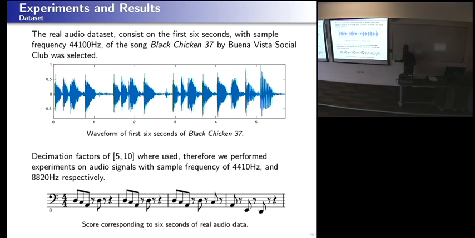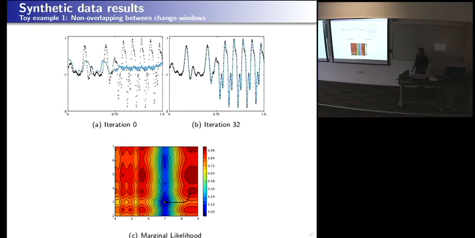And we use decimation to reduce the sample frequency also. So here is the score of this music signal, audio signal. These are the results obtained with the synthetic data. As I said, the marginal likelihood is a function of the two parameters we are trying to uncover. These are the frequencies of each of the behaviors we have in the signal.